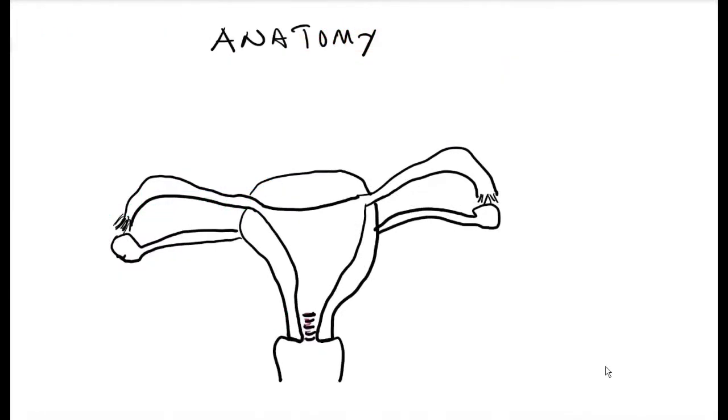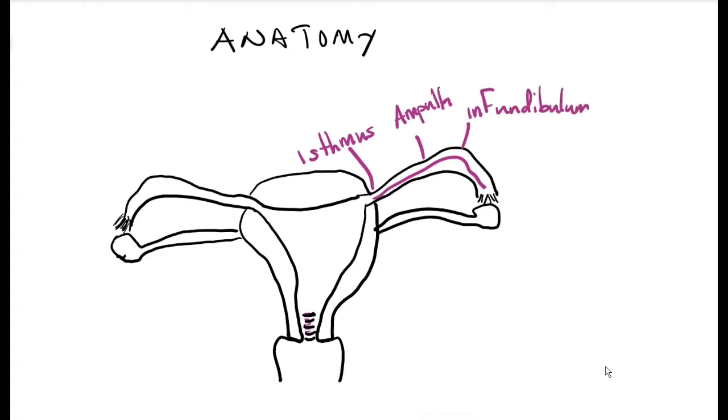So before it gets confusing, let's look at the basic anatomy of the uterus. This is your fallopian tube. This is the isthmus. This is the ampulla of the fallopian tube. Here you have the infundibulum of the fallopian tube. Here you have your fimbrial end of the fallopian tube. This is the ovary, and this is the round ligament.